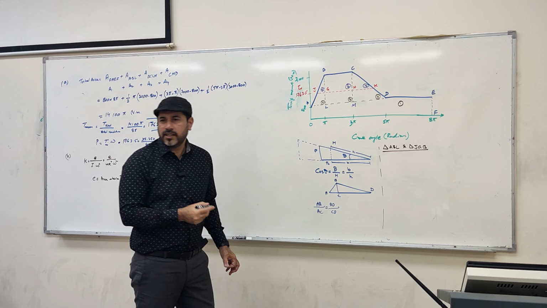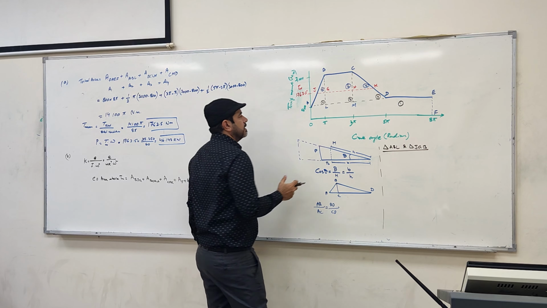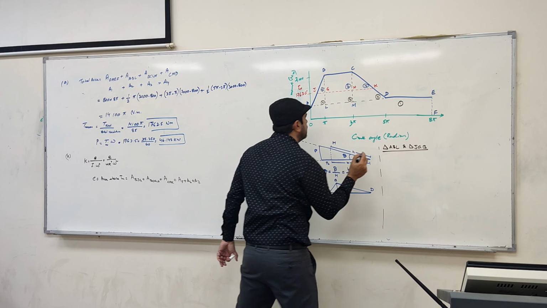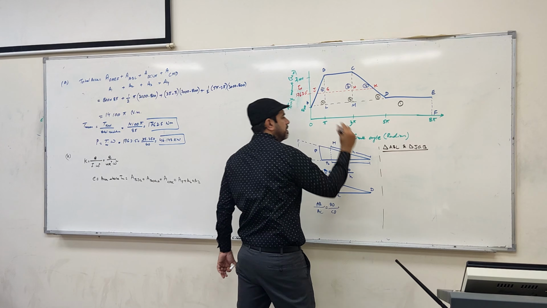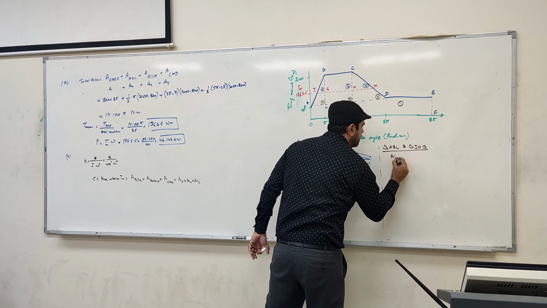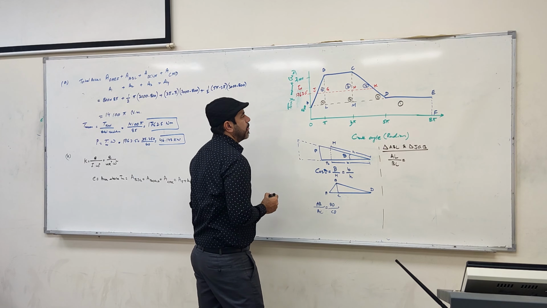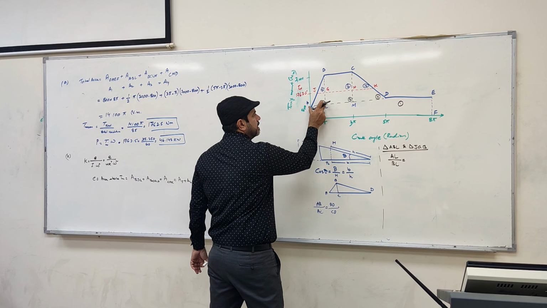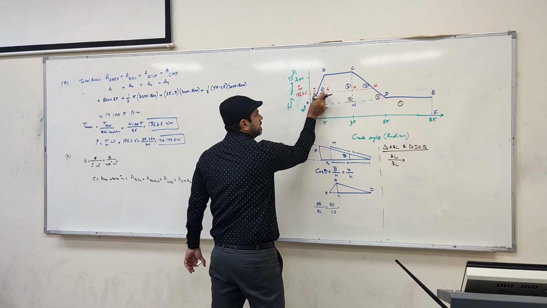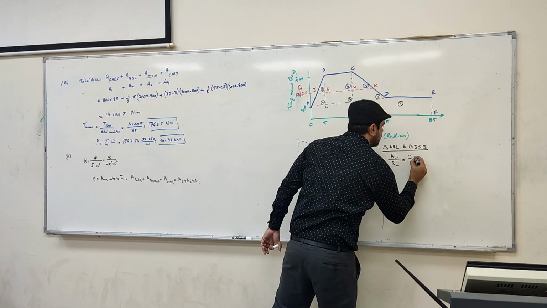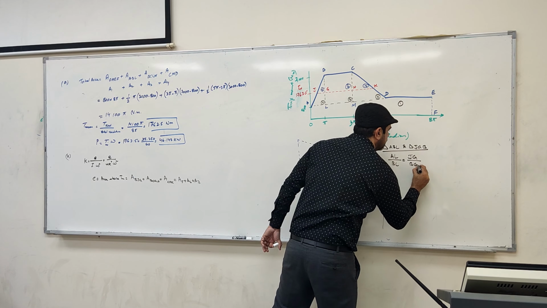Any two lines you take, any two lines. Let's say BL divided by AL, or AL divided by BL. AL divided by BL equals JG divided by BG.